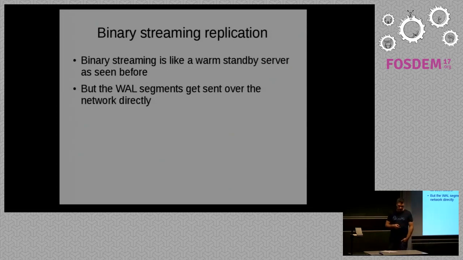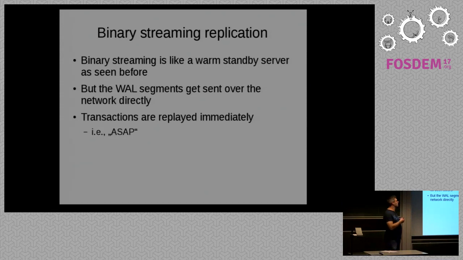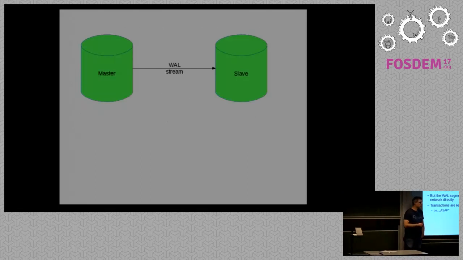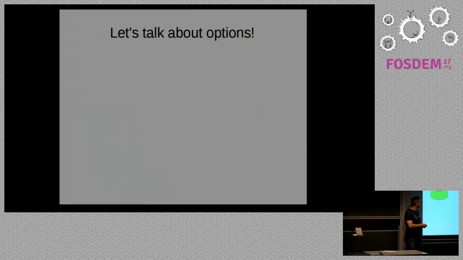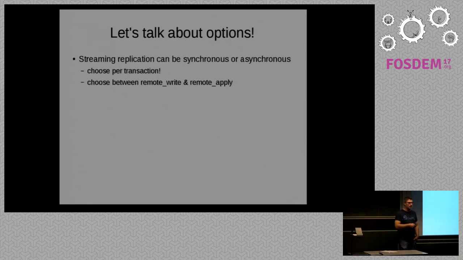So the WAL segments are actually not the WAL segments. Everything that is written to the WAL gets sent over the network straight away. The transaction that you have in your WAL segments or in that stream will be replayed immediately. That means ASAP. It can't fall behind. So you skip all this way down here. You have a direct connection, vastly simplified again, of course, but you have some options there.